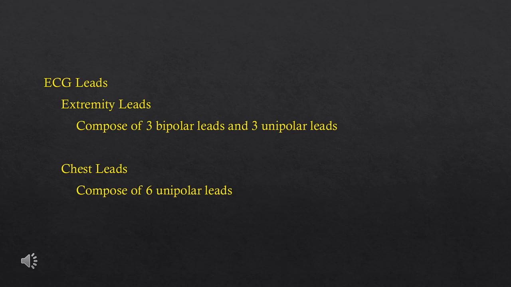ECG leads are divided into extremity leads and chest leads. The extremity leads are composed of 3 bipolar leads and 3 unipolar leads, while the chest leads are composed of 6 unipolar leads.